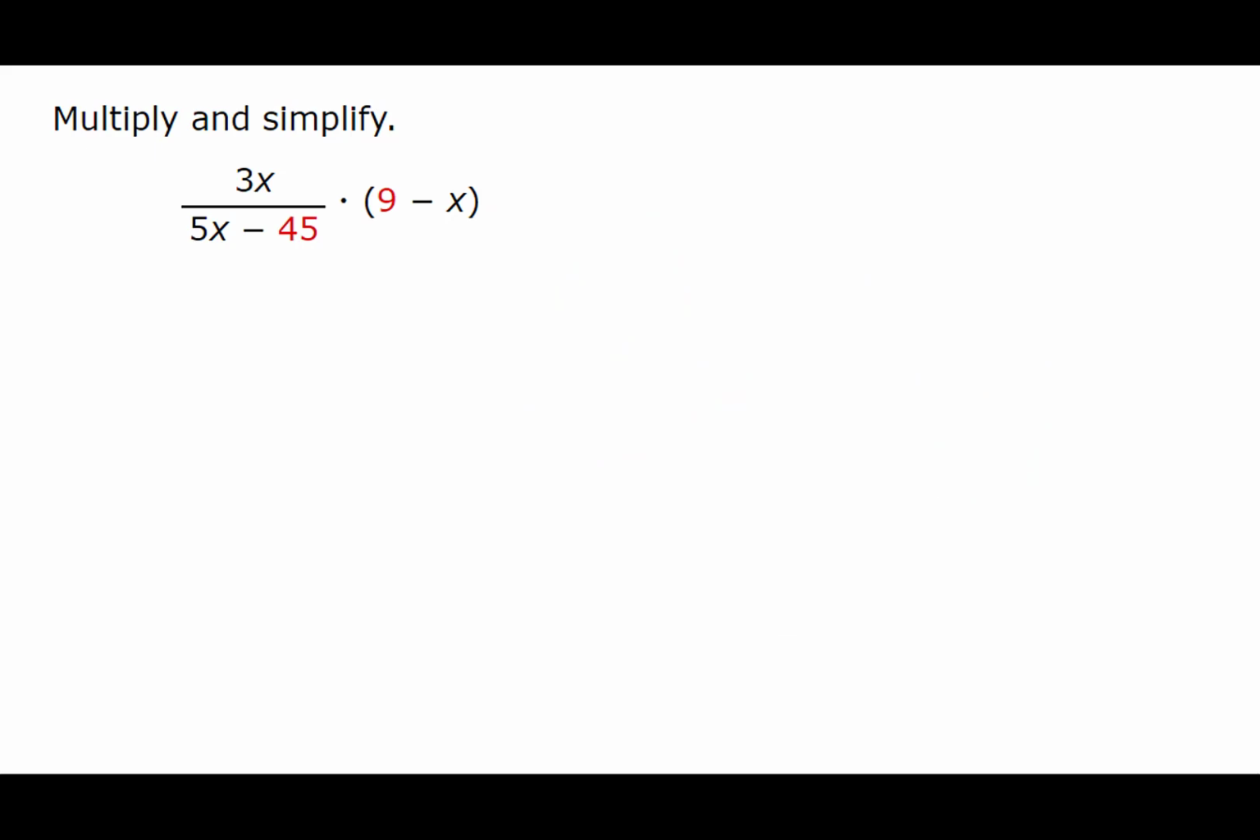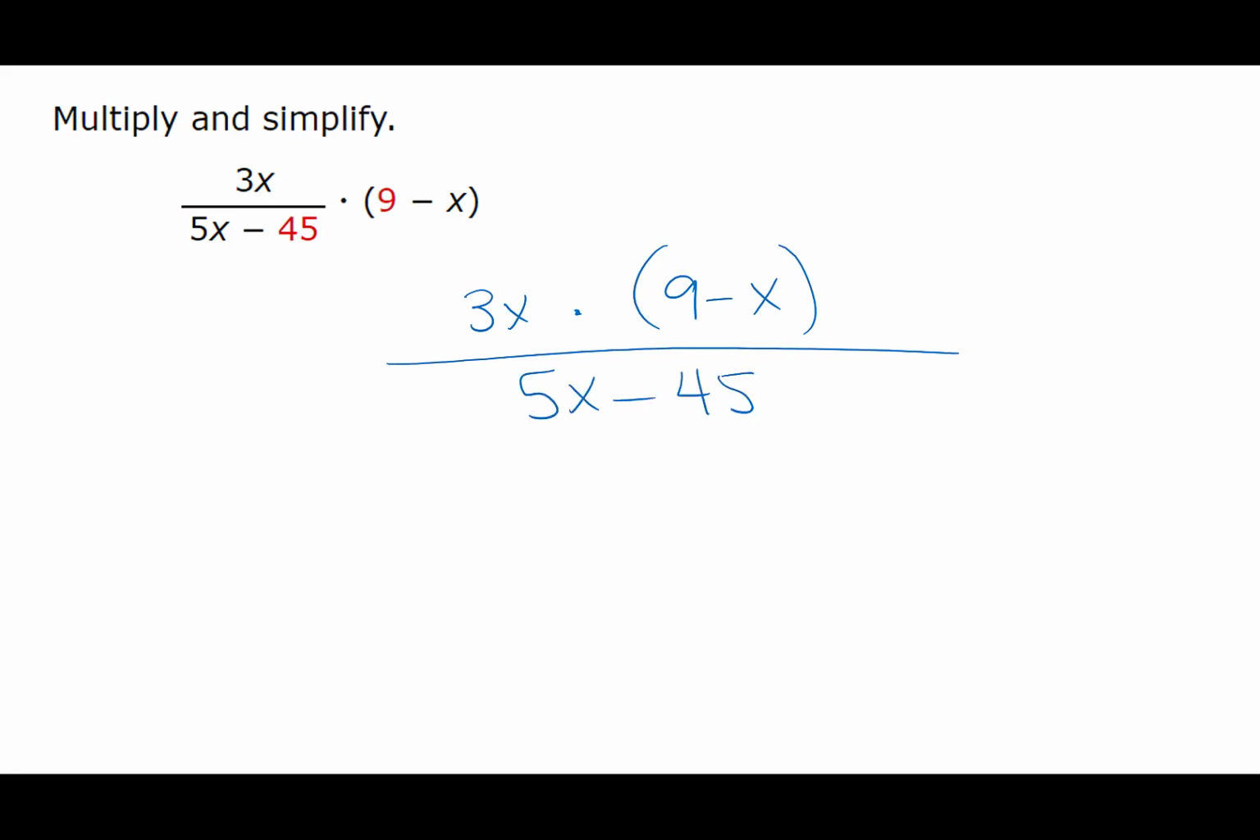Okay, let's try that again. The instructions are the same, multiply and simplify. I encourage you to do the same that we've been doing, to write this problem as one fraction. This is 3x times 9 minus x. Make sure you keep the 9 minus x in a set of parentheses. The denominator is 5x minus 45, and you can see the 9 minus x would have a denominator of 1, but we don't have to rewrite that part in the problem. So as the problem is right now, there's nothing that we can simplify.